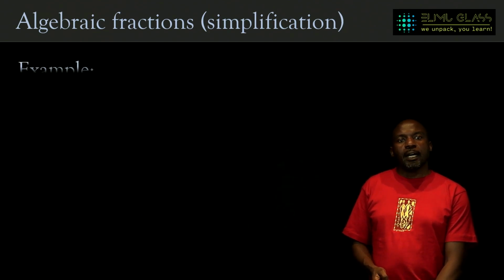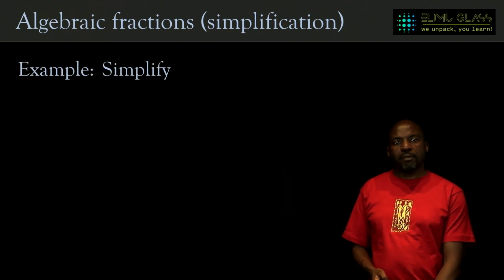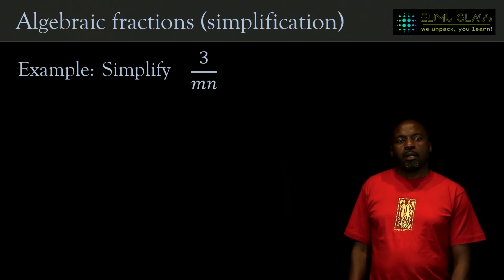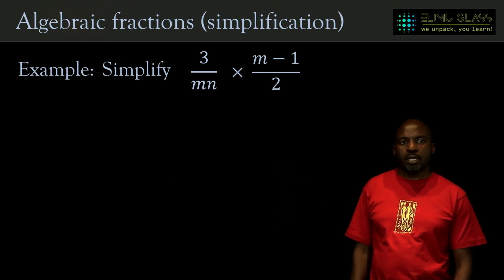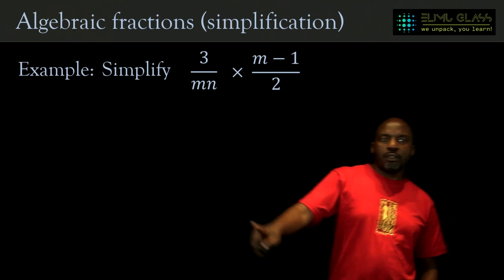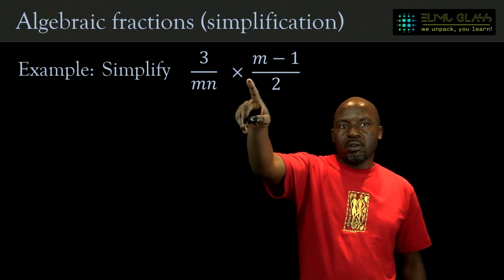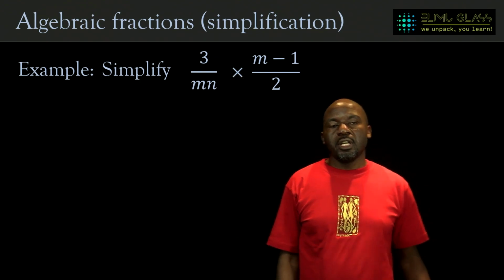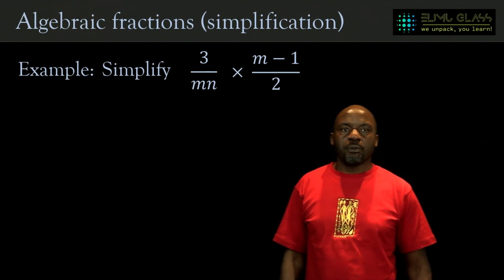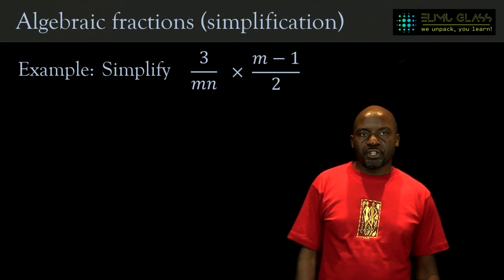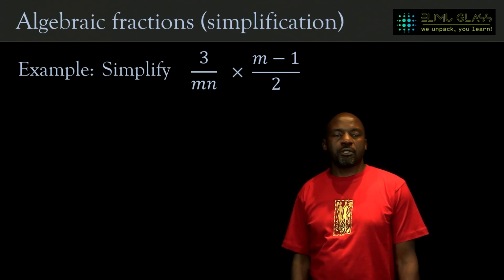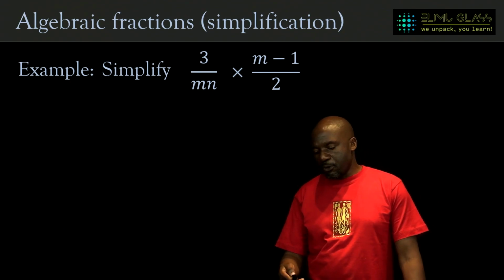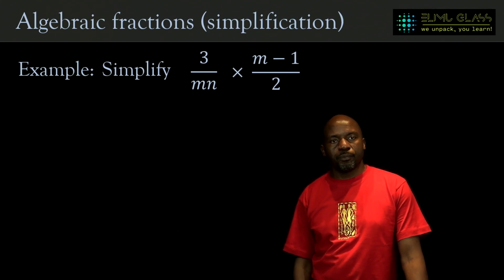All right. Here's another example. Simplify 3 over mn multiplied by m minus 1 over 2. So this is no longer addition or subtraction, it's now multiplication. So we use the same rule that we use for multiplication of fractions. Try it out. You can pause the video and try the question out before continuing to see the solution.